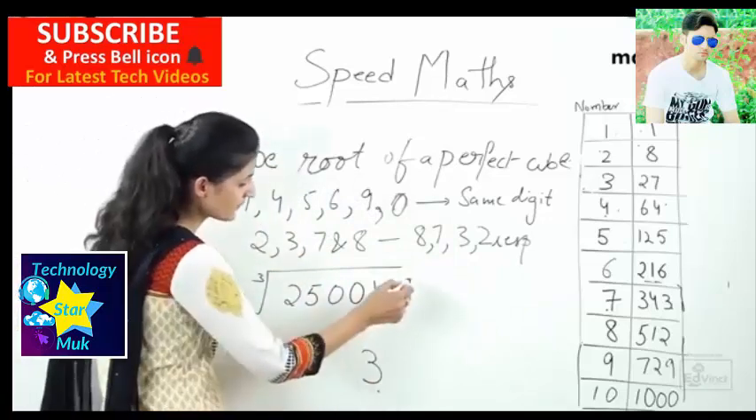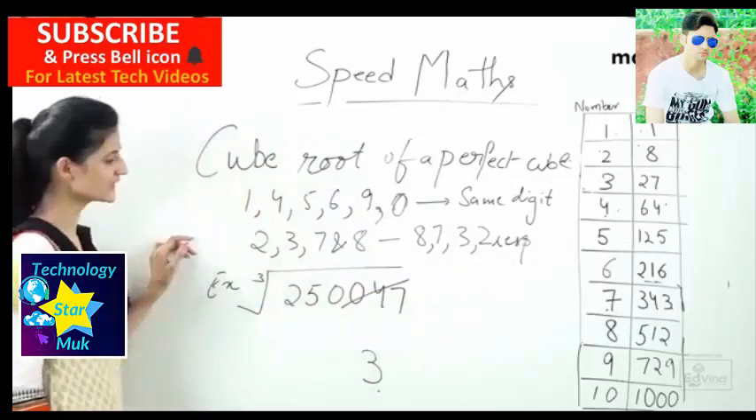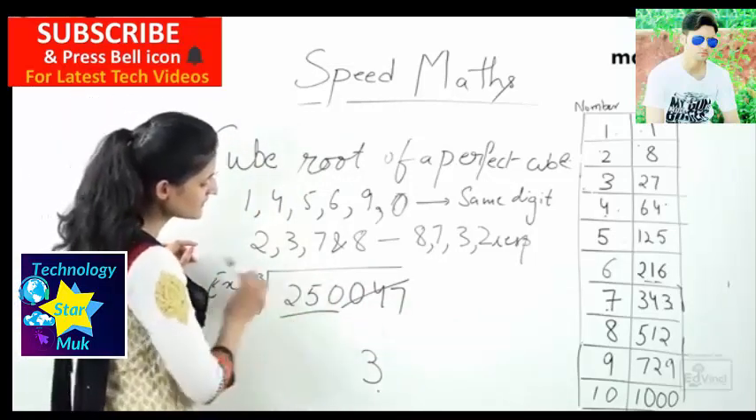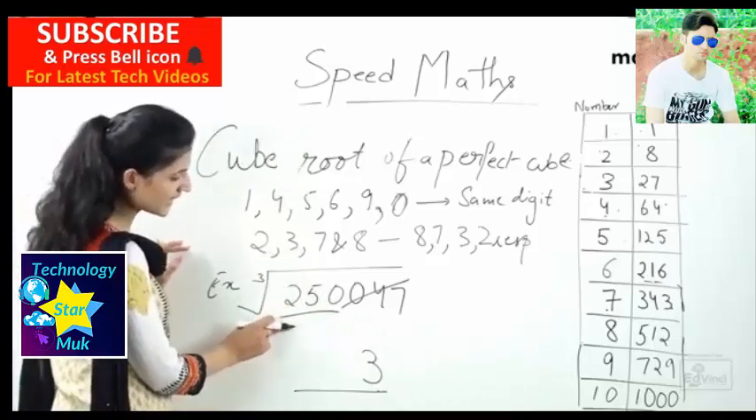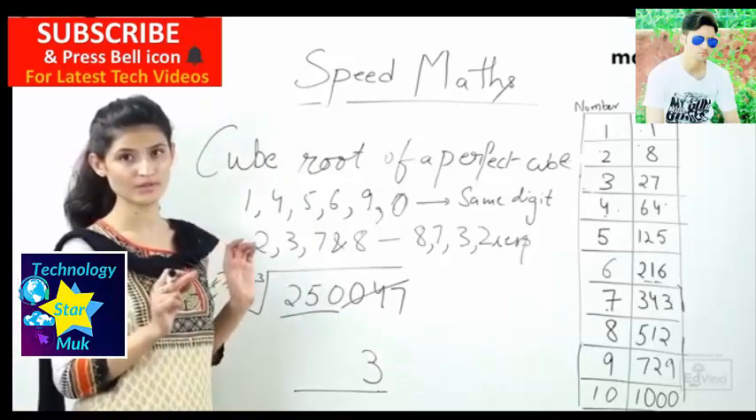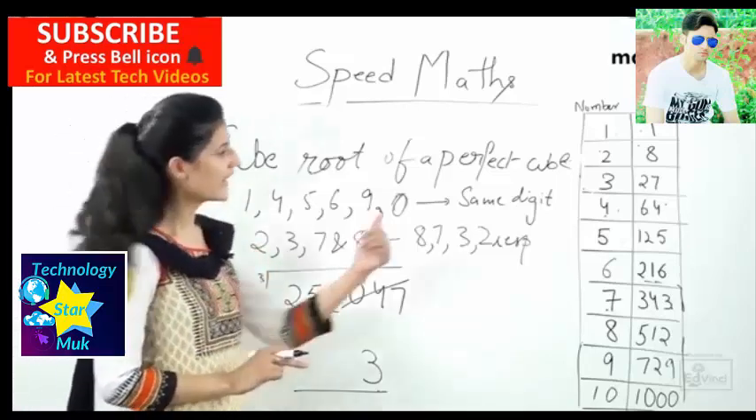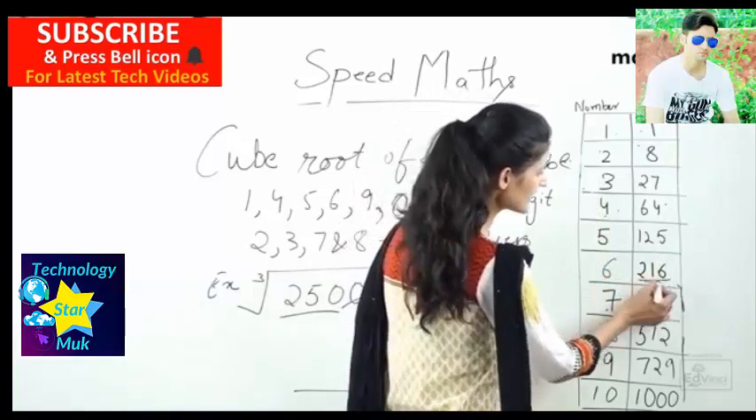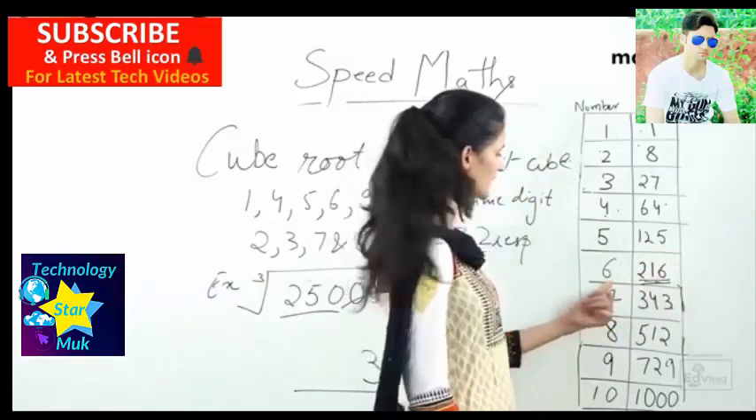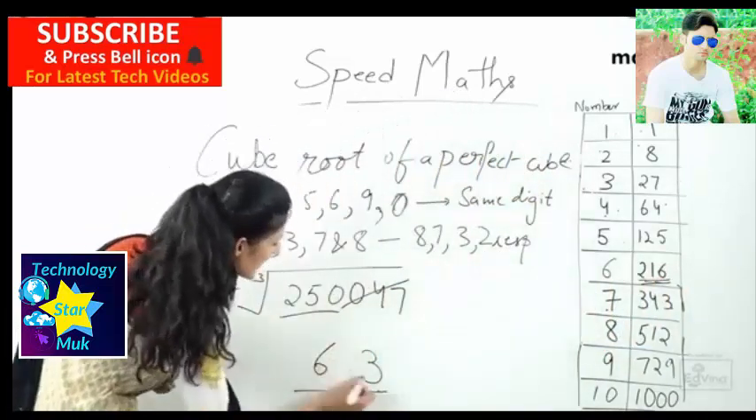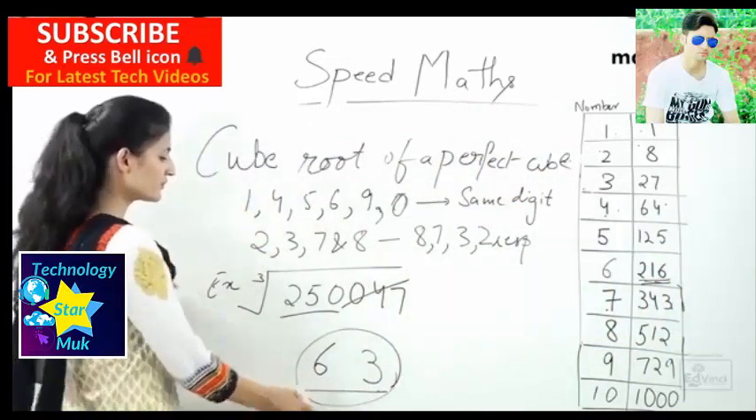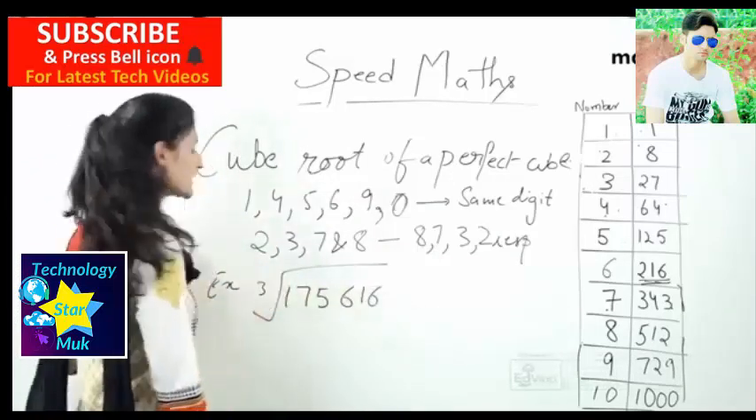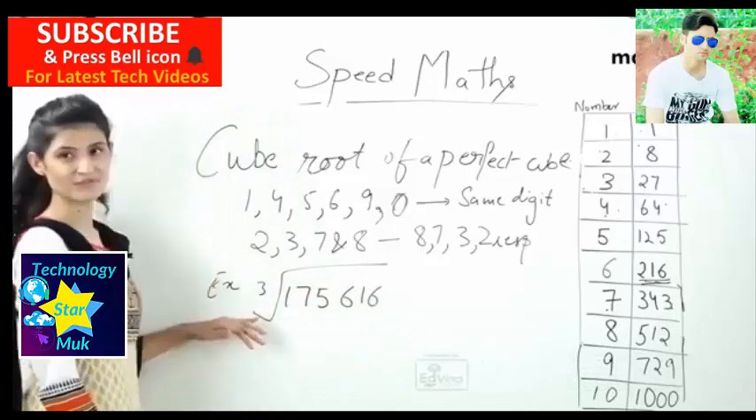In step number 2, forget about last 3 digits and concentrate on the rest of the number. So our rest of the number is 250. Now to figure out for this, we have to see the highest cube which is less than 250. And when we go to this table, we'll find the highest cube less than 250 is 216, and the cube root for this is nothing but 6. So we have to mention 6 here, and that's our answer. So cube root for 250047 is 63.